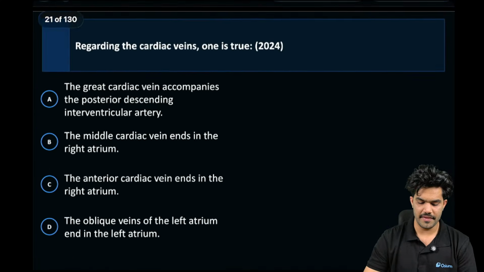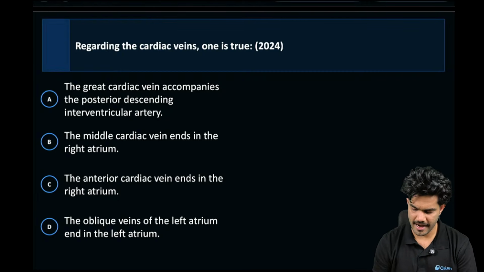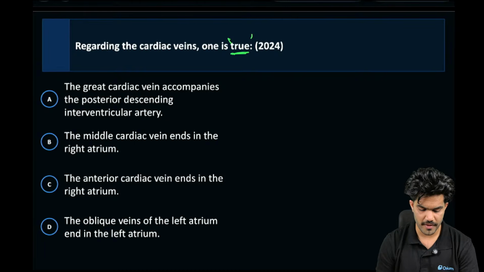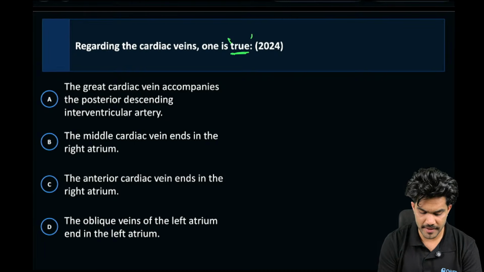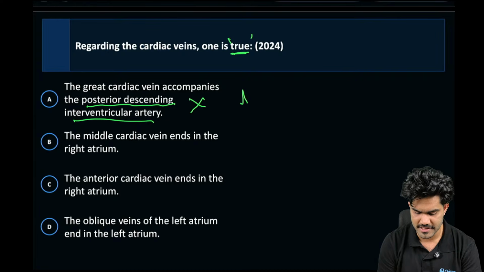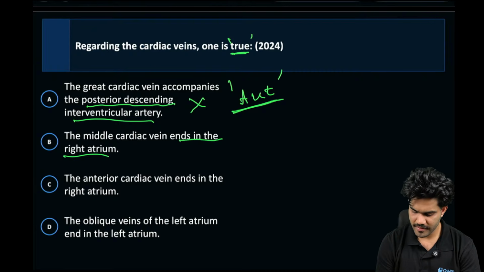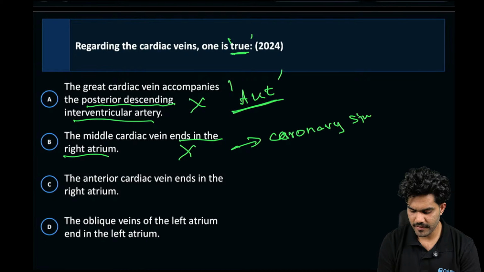Now, the next question is regarding the cardiac veins. We have to find out which is true. The greater cardiac vein accompanies the posterior descending interventricular artery. No, this question I have discussed. The greater cardiac vein accompanies the anterior. The middle cardiac vein ends in the right atrium. No, the middle cardiac vein ends where? In the coronary sinus. And this coronary sinus will end in what? Right atrium.